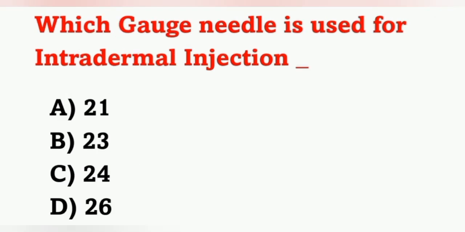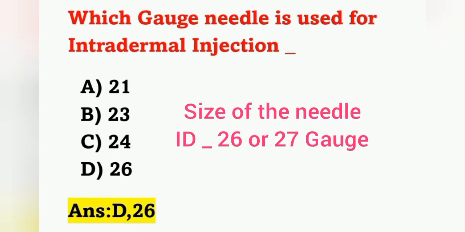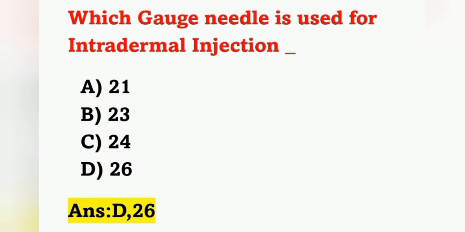And the next question, which gauge needle is used for intradermal injection? Option A 21, option B 23, option C 24 and option D 26. Correct answer is option D 26. For intradermal injection, the size of the needle is 26 or 27 gauge.